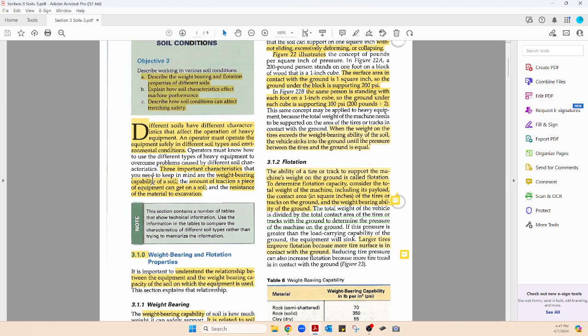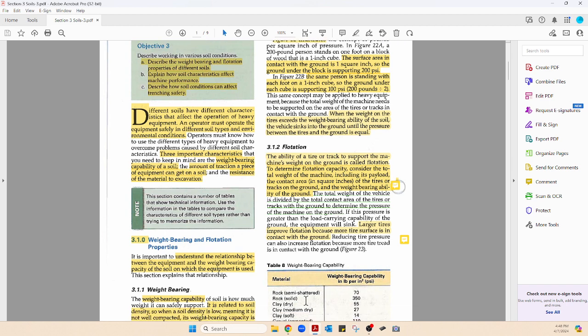Weight bearing capability of soil. Right down here, we have a little chart we'll use later: weight bearing capability in pounds per square inch. Solid rock will hold up to 350 pounds per square inch. When you divide your weight by the area in square inches, or the area by the weight, I forget which, we'll get to that in a minute, that'll let you know whether it's going to stand up to this or not.